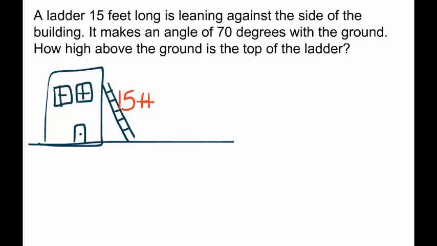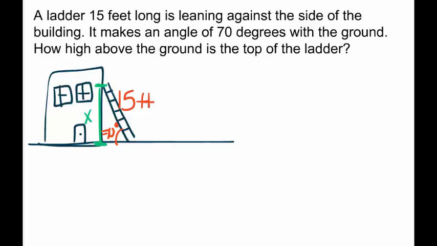It says the ladder makes an angle of 70 degrees with the ground. So not this angle up here. That is not the ground. Don't do that angle. This angle here is 70 degrees. How high is the ladder? How high above the ground is the top of the ladder? We're trying to find that side of my triangle.